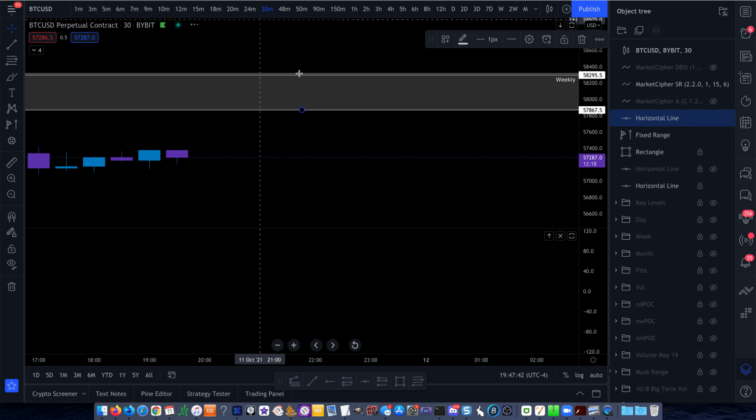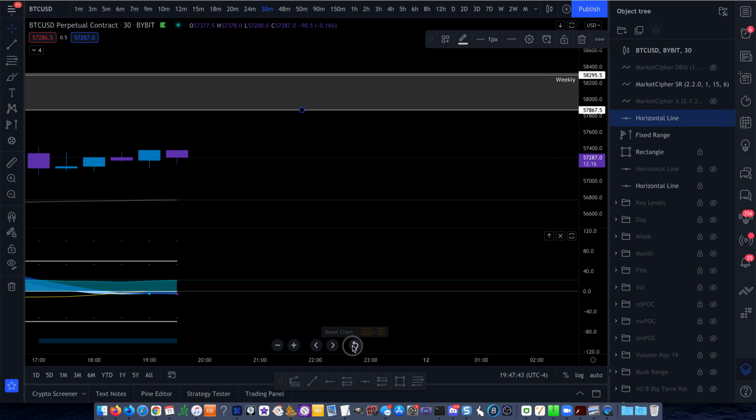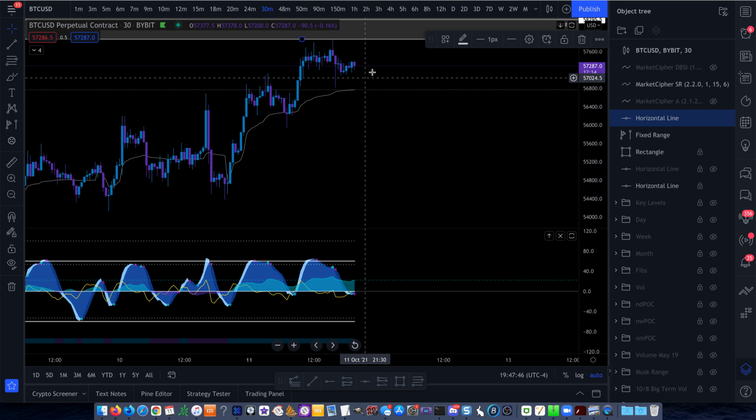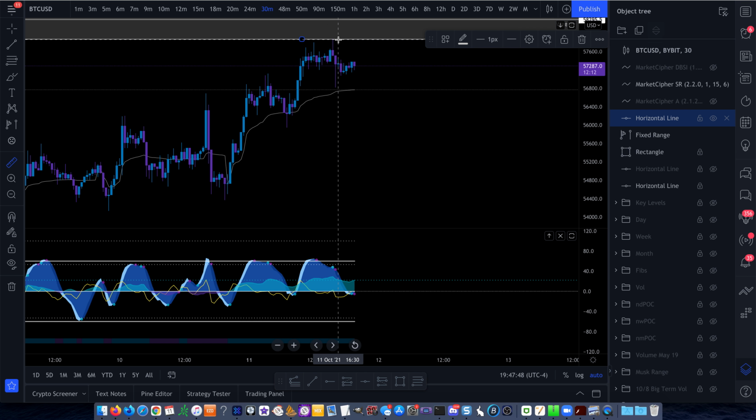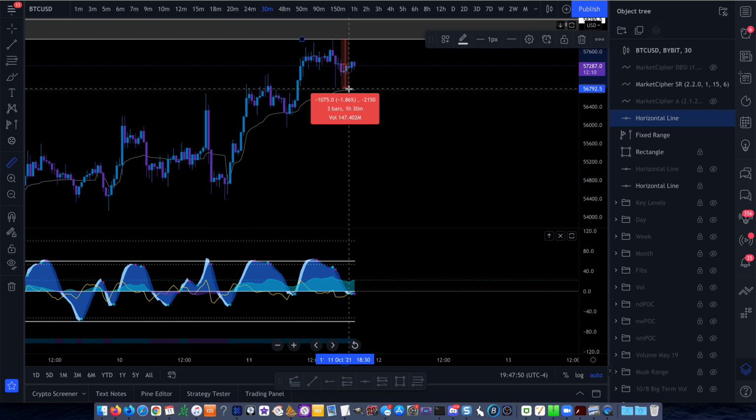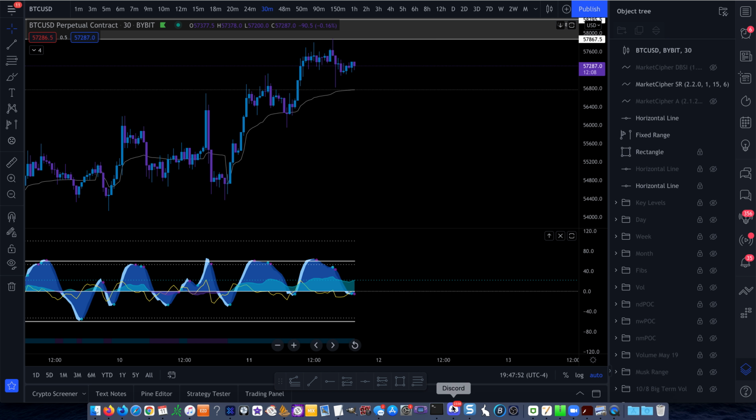If we go to a lower time frame, we can actually see the reaction that happened, where we came up to the box and we got a violent pushback from that box, showing that yes, we do have some resistance there.